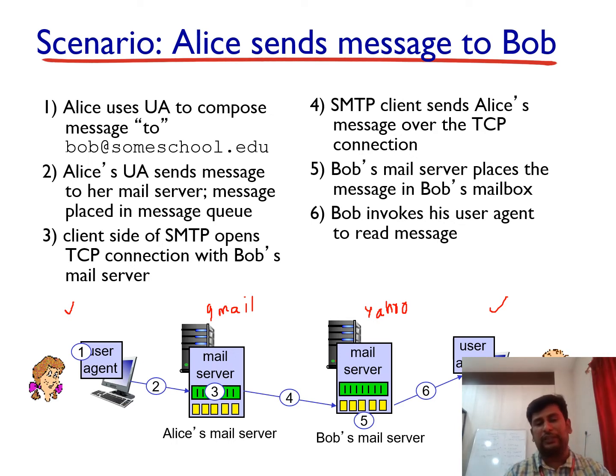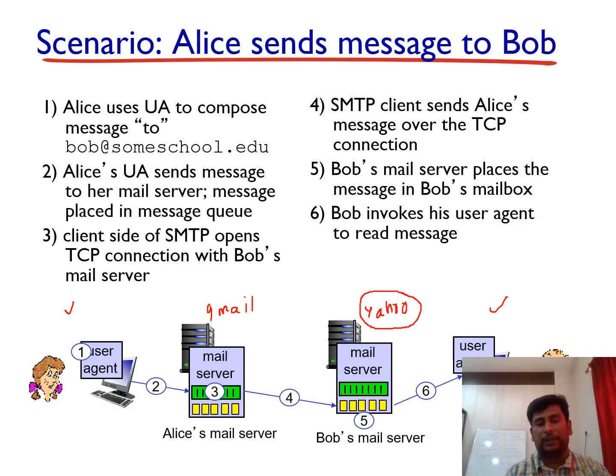Now Alice's mail server would try to set up a connection with Bob's mail server. Now we saw that he is using another mail service. Based on the mail ID, they will identify which mail server is connected, and now Alice's mail server will try to set up a connection with Bob's mail server. This is our step number 3, and it tries to send a connection request. And when this particular connection is requested, the SMTP client sends Alice's message over the TCP. So here in stage 3, the connection is established.